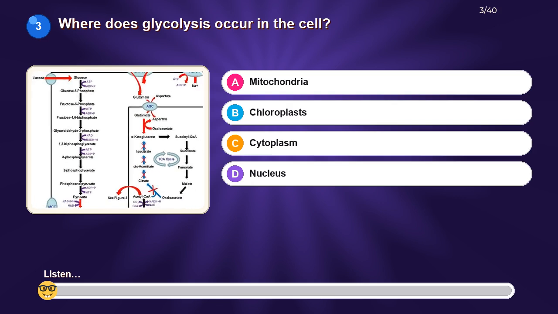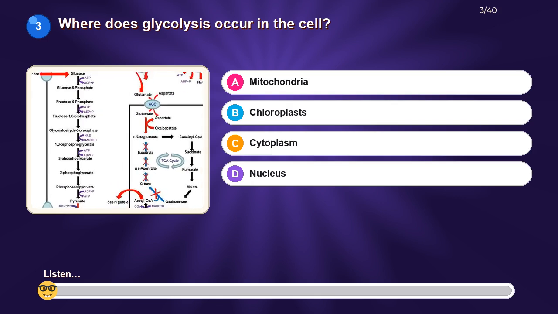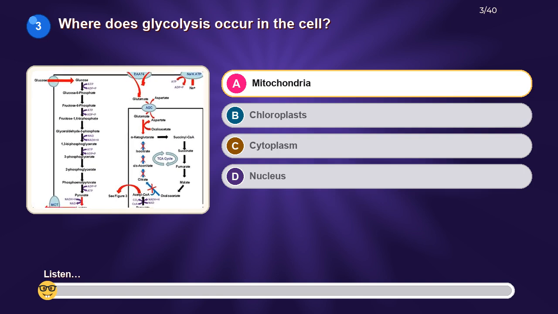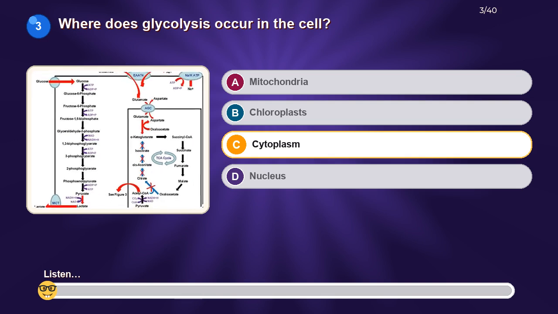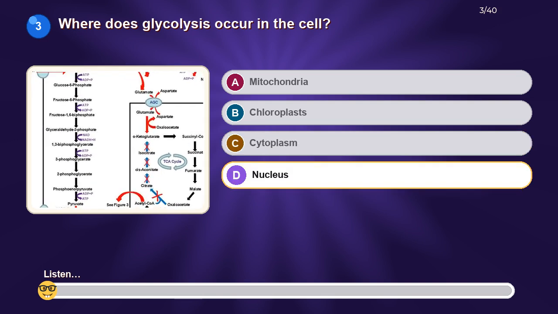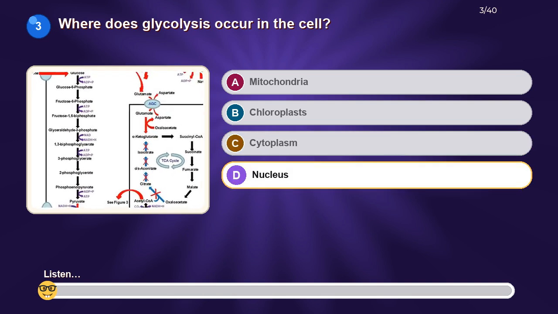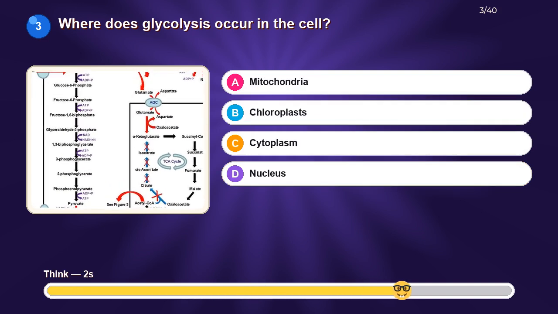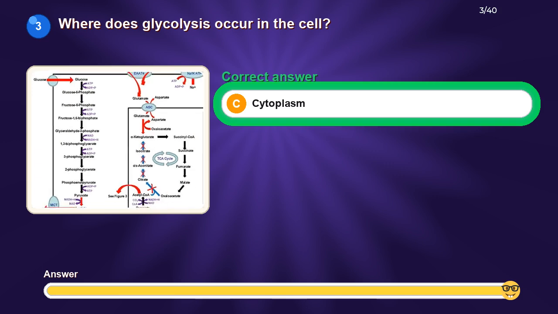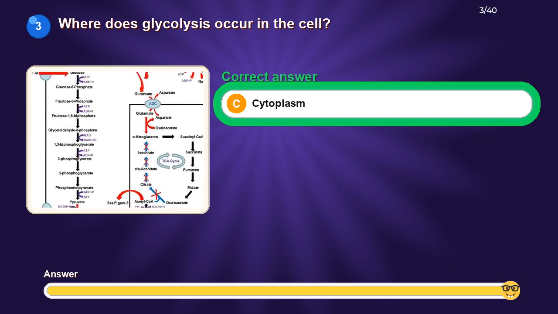Where does glycolysis occur in the cell? Option A, mitochondria. Option B, chloroplasts. Option C, cytoplasm. Option D, nucleus. The correct answer is cytoplasm.